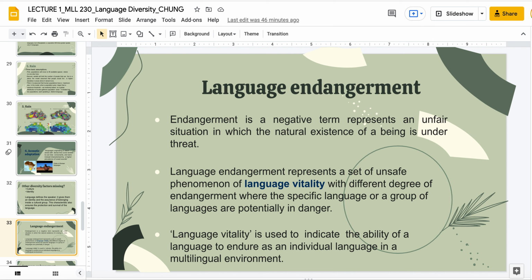So on the opposite end, we talk about language vitality, to indicate the ability of a language to endure as an individual language in a multilingual environment. Because if you have so many different languages in an environment, how do you make sure that your language is going to survive?